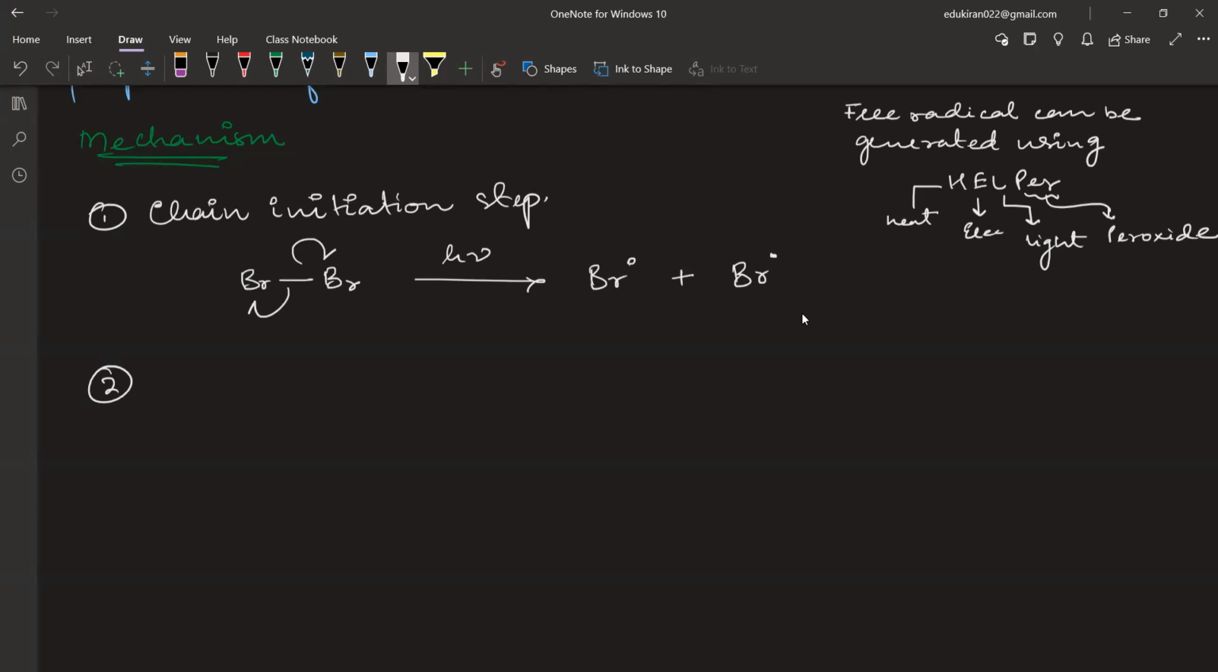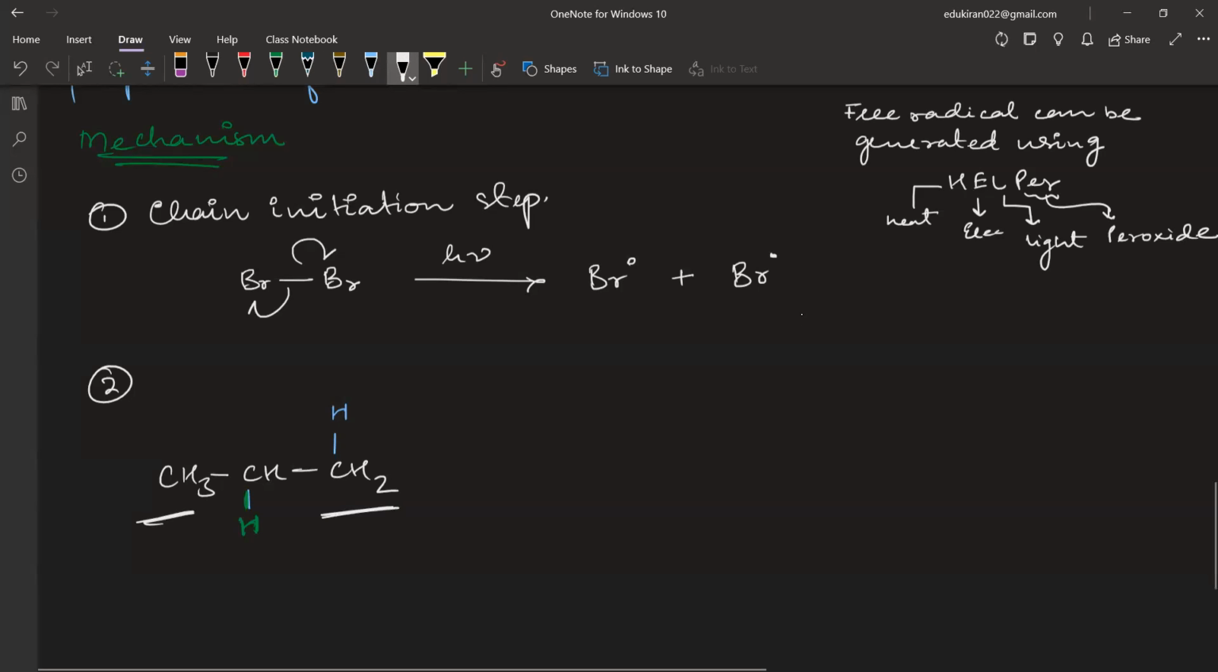Now in the second step, please listen here, don't write anything. What is going to happen? The Br free radical and the Br free radical, they will react with CH2. This carbon is having one hydrogen here, and this carbon is having the hydrogen here. I need this hydrogen. These are special hydrogens. So I have made them like this.